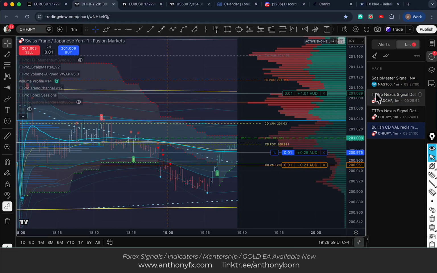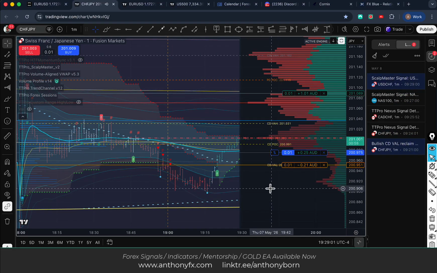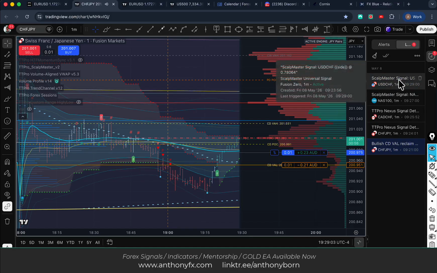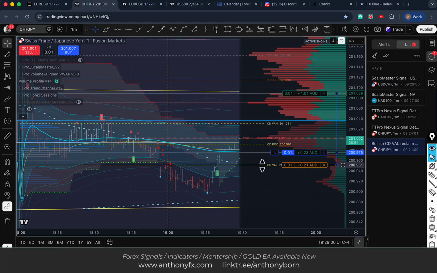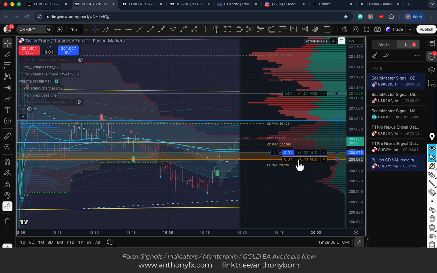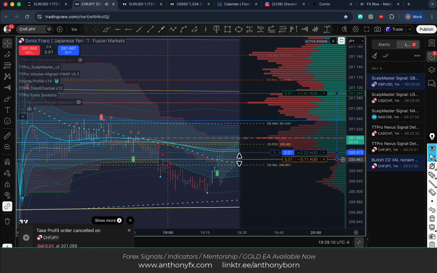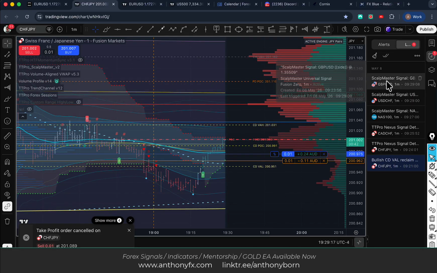All right, got a couple of other signals I've missed, but that's all right. Here we go, dollar Swiss. I'd like to get to a point where this is almost, see there's another green dot there. All right, so just stay with these green dots. I'm risking 11 cents now. All right, let's just have a look and see what else we've got.